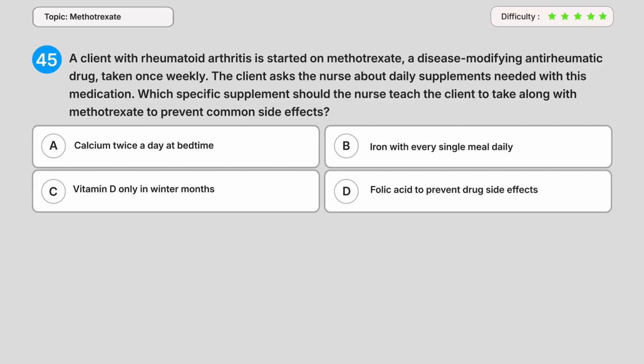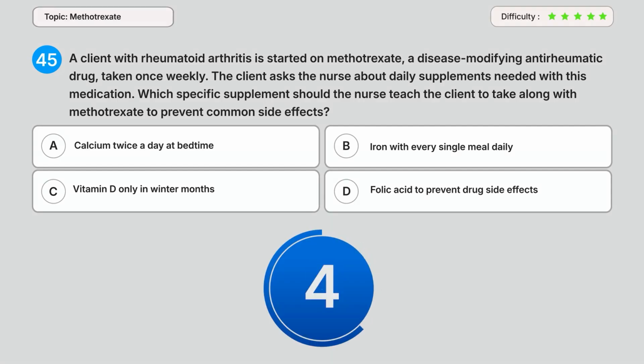A. Calcium twice a day at bedtime. B. Iron with every single meal daily. C. Vitamin D only in winter months. D. Folic acid to prevent drug side effects. Can you guess the answer?